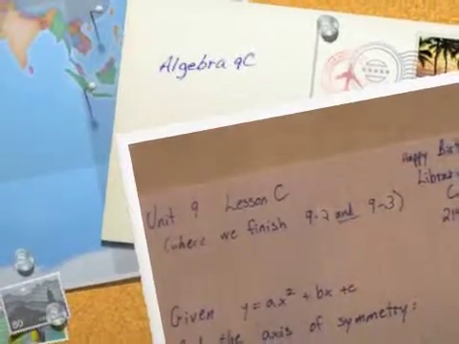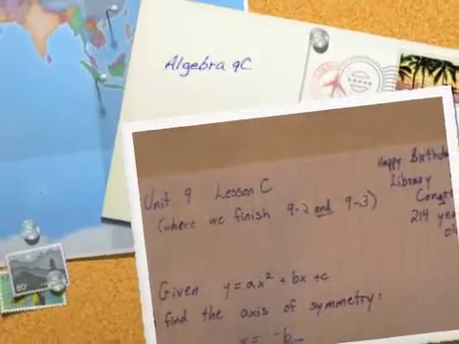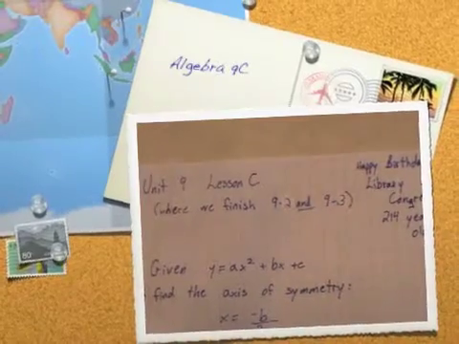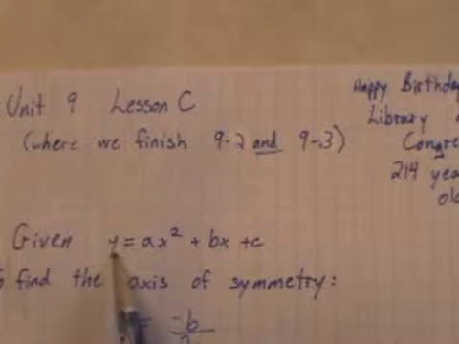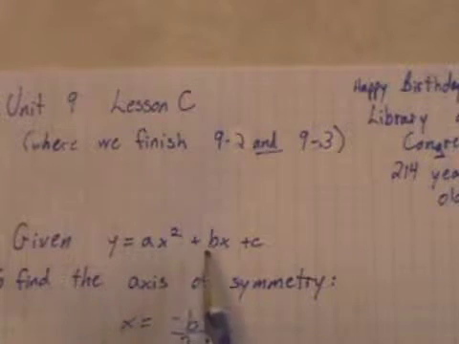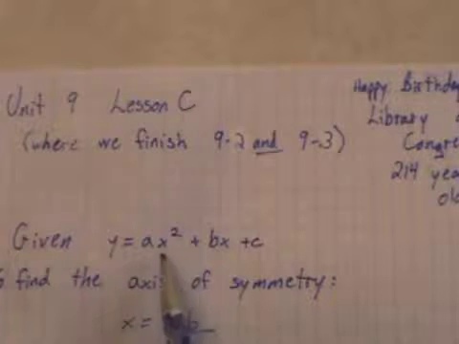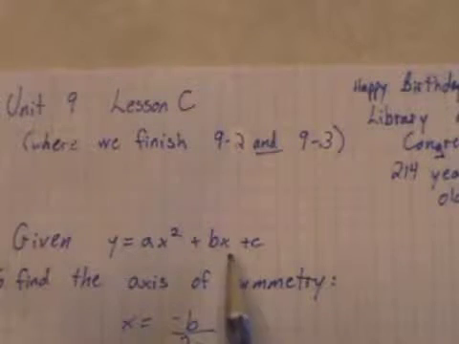So this is lesson C, the third lesson for Unit 9, and we're taking care of a couple of odds and ends in this lesson. This first part we've been over a couple times. Here's our quadratic formula: y equals ax squared plus bx plus c. I should say this is the standard form of a quadratic equation.